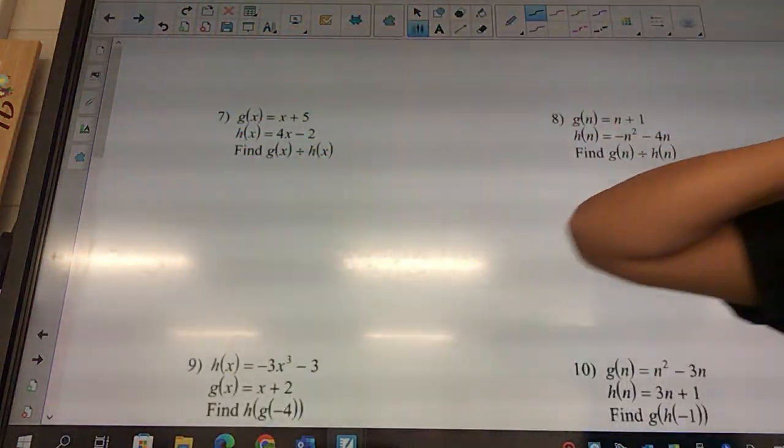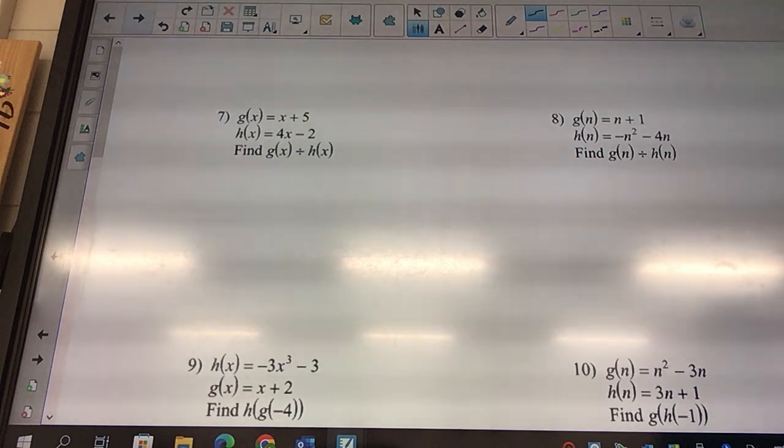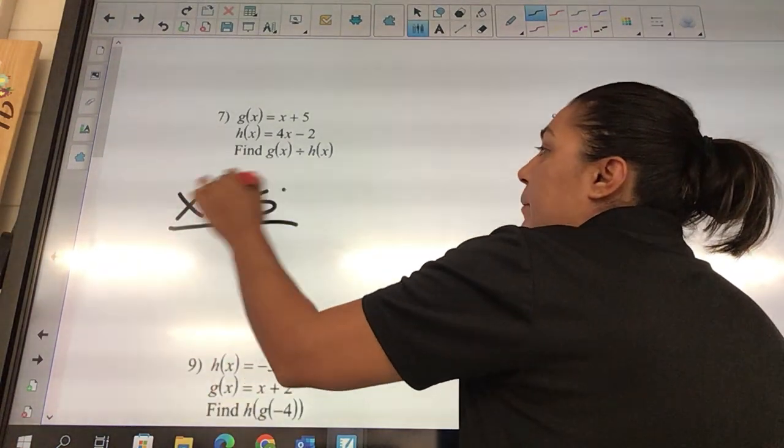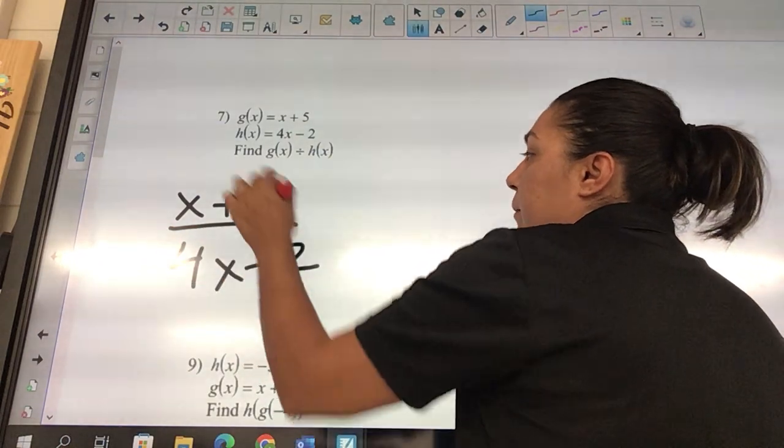Okay, divide. What do we got to do for these? Do a fraction. And we got x plus 5 on top and 4x minus 2 on bottom.